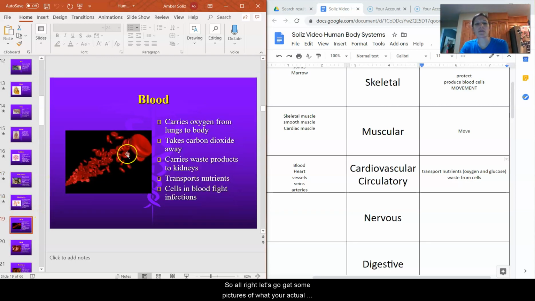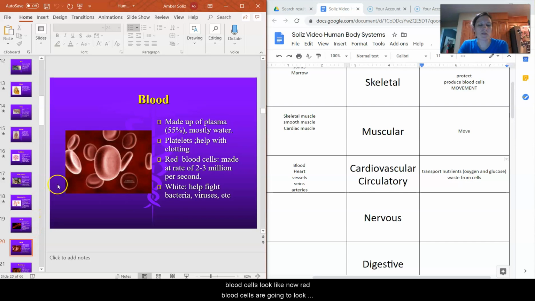All right, let's look at some pictures of what your actual blood cells look like. Now, red blood cells are going to look different than other blood cells. Red blood cells are kind of disc shaped and they've got a divot in them. Now, mature red blood cells are the only cells in your body that don't have a nucleus, which I know sounds crazy because we taught you that all eukaryotes have a nucleus. But because of their shape, they need more room to actually carry as much oxygen as possible. And so mature red blood cells actually lack a nucleus, which is really, really interesting.